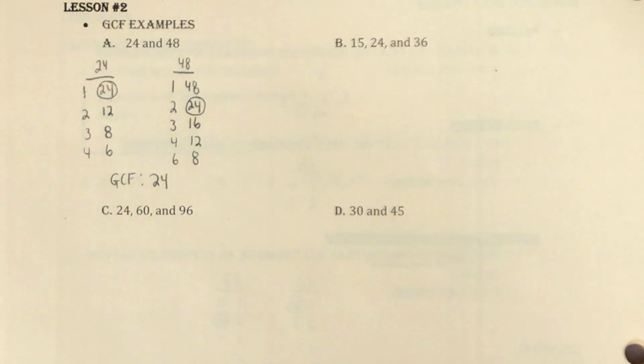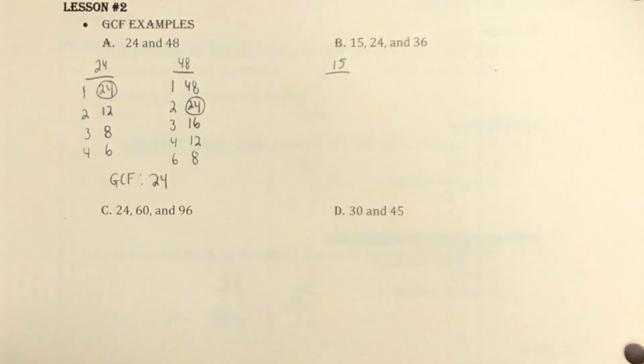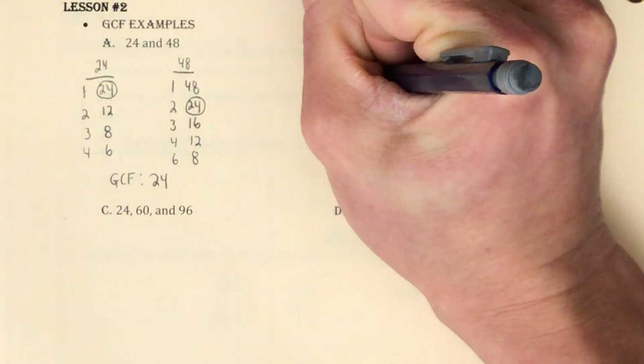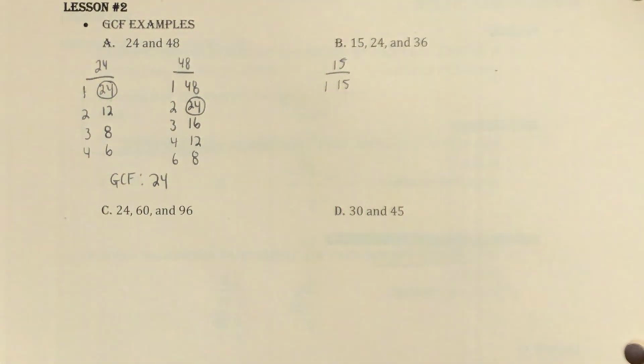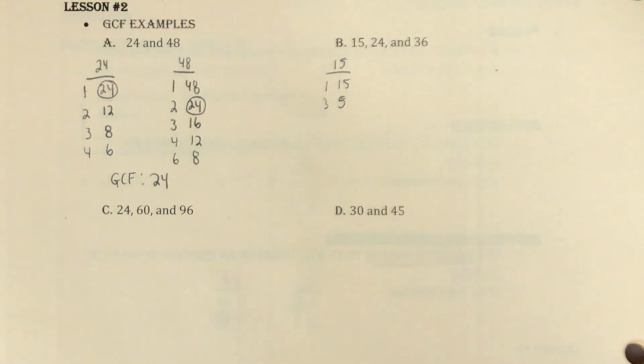All right, well, let's take a look at example B. So example B, we've got 3 numbers this time, 15, 24, and 36. So I want to start with my first number of 15. And I'm going to list out the factor pairs for that. So it starts with 1 and 15. Does 2 go into 15? No, it doesn't. Does 3 go into 15? Yes, it does. 3 times 5 equals 15. Now I need to check, does 4 go into 15? No, it doesn't. And 5's already on my list, so that's all the factor pairs of 15.